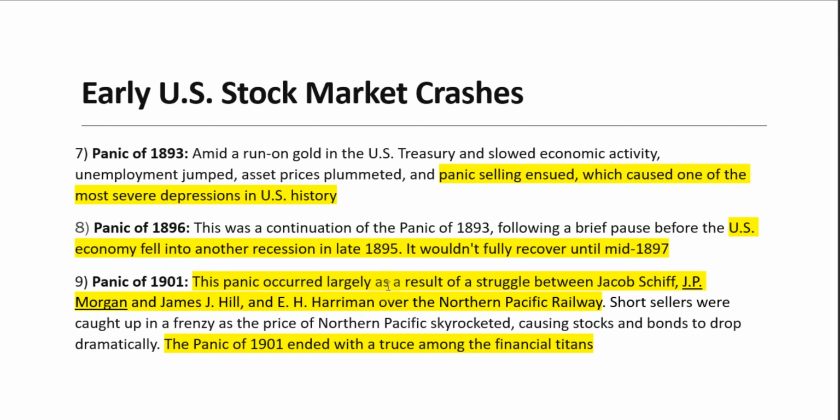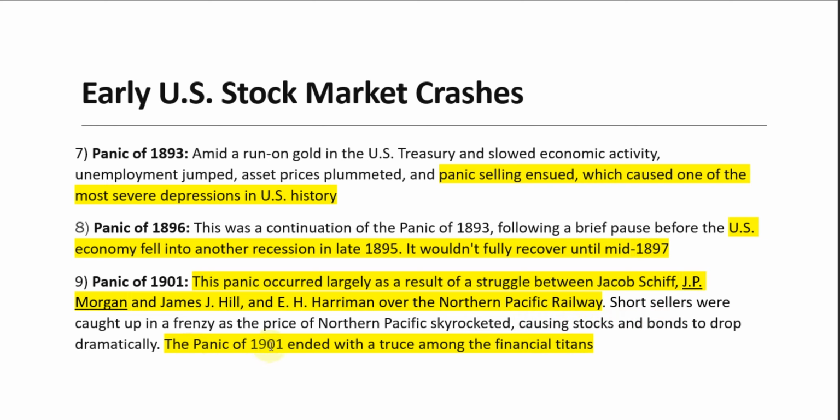The panic occurred largely, and this is funny and sad at the same time, from a struggle between Jacob Schiff, J.P. Morgan in the house, James Hill and E.H. Harriman over the Northern Pacific Railroad. And it appears everybody that was caught up in that situation was short. And then the price skyrocketed. I wonder how that happened. Okay, a little manipulation there. And then that had a trickle waterfall effect, causing stocks and bonds to drop.